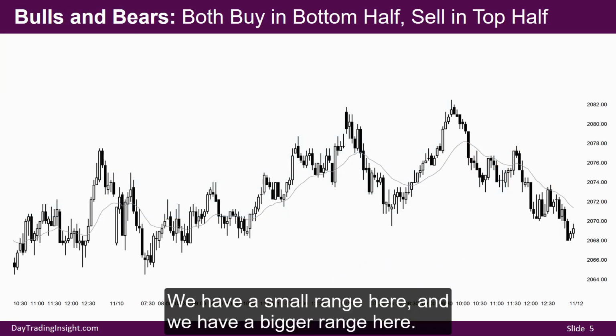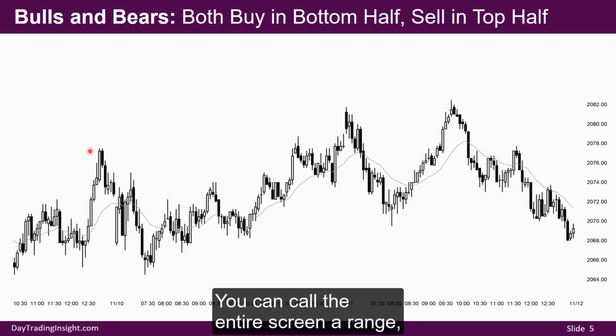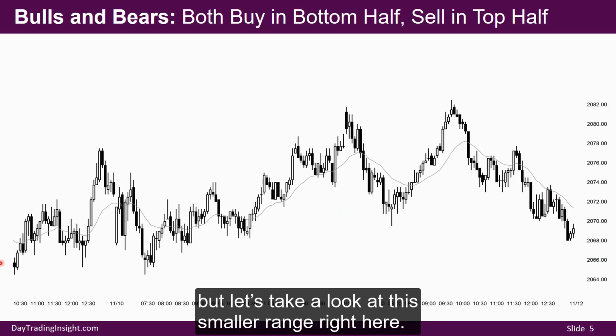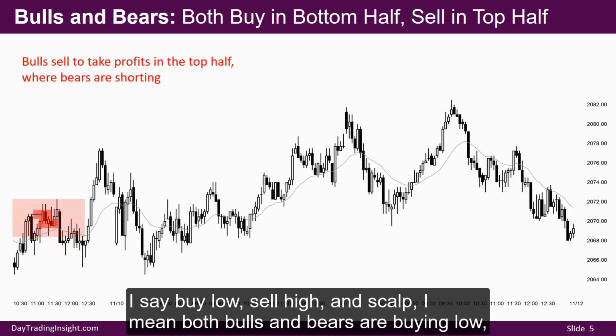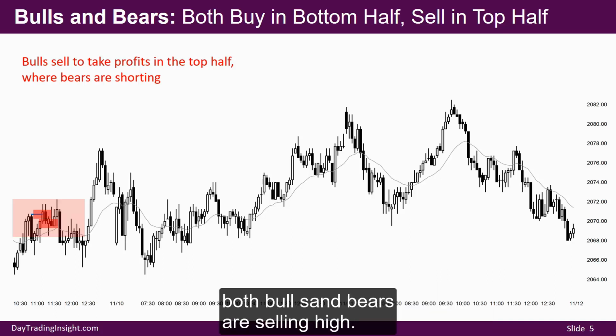We have a small range here, and we have a bigger range here. You can call the entire screen a range. But let's take a look at this smaller range right here. I say buy low, sell high, and scalp. I mean both bulls and bears are buying low. Both bulls and bears are selling high.